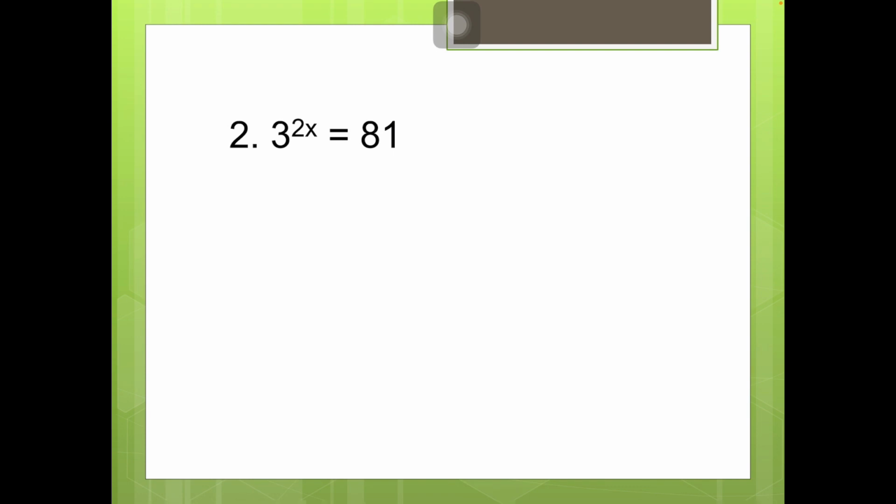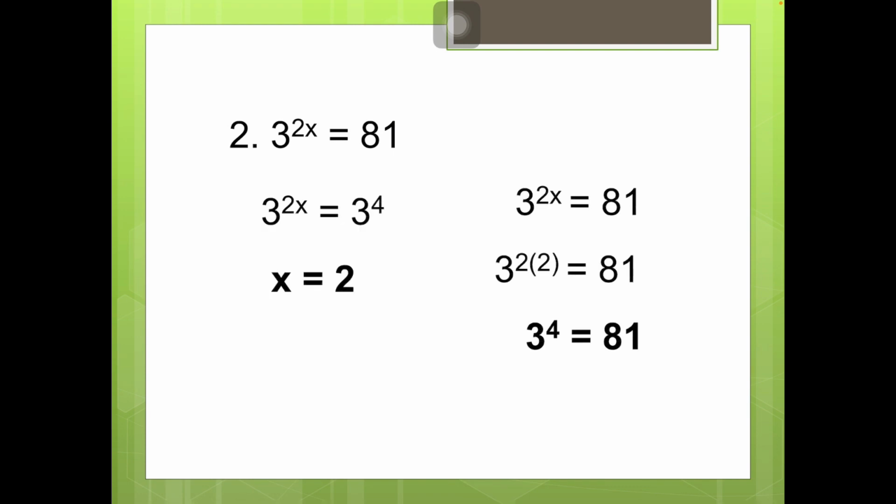For the second example, 3 raised to 2x is equal to 81. So the first step is to write with the same base, 3 and 3. 3 raised to 2x is equal to 3 raised to 4, because 3 raised to 4 is equal to 81. And then, when you get the exponents, 2x is equal to 4, you're going to divide both sides by 2. Therefore, x is equal to 2.